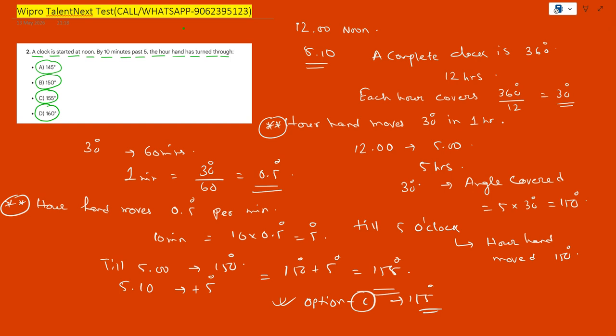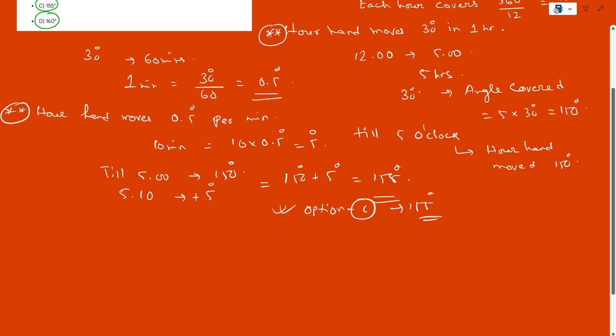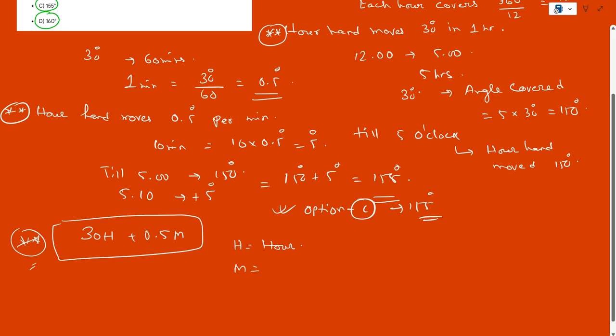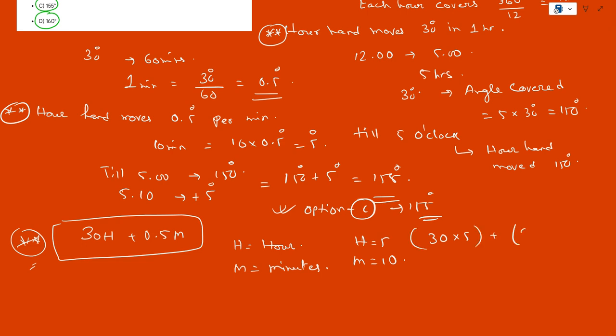Okay. Now here comes the placement level shortcut. Direct formula for hour hand angle from 12. This is 30H plus 0.5M. This is our superstar formula where H is hour and M is minutes. Now substitute H equal to 5 and M equal to 10. So this is 30 into 5 plus 0.5 into 10. So this will be 150 plus 5. So this is 155 degrees. Done. So this method saves huge time in the placement examination.